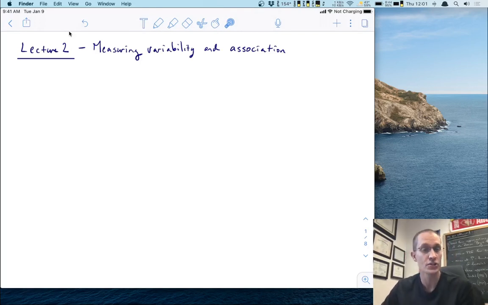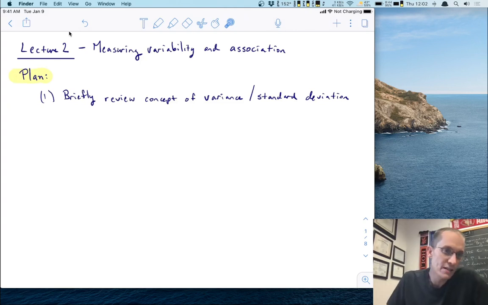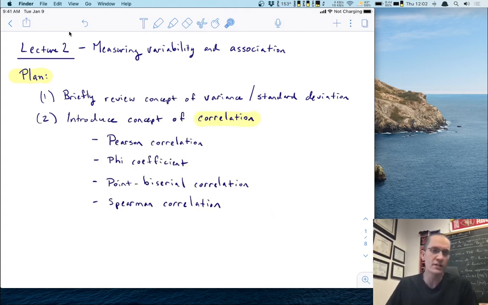These are two descriptive statistics that we really will need a lot later in the semester, so this is a good time to go over the basics. So the plan is as follows. First, we're going to briefly review the concept of variance and standard deviation. This is something that I'm going to assume that you have learned in a previous statistics course, so we'll go over it pretty quickly.